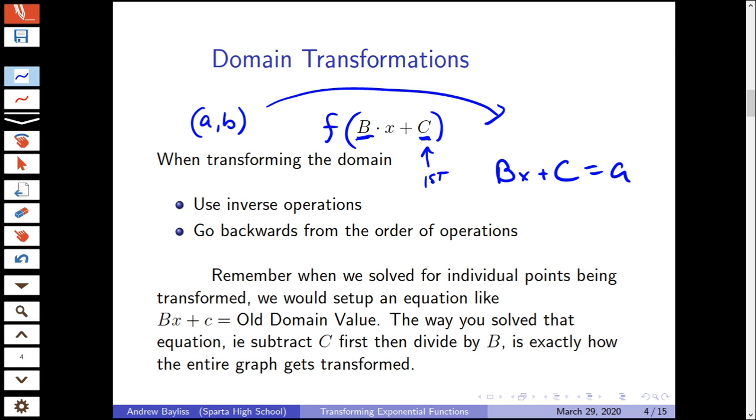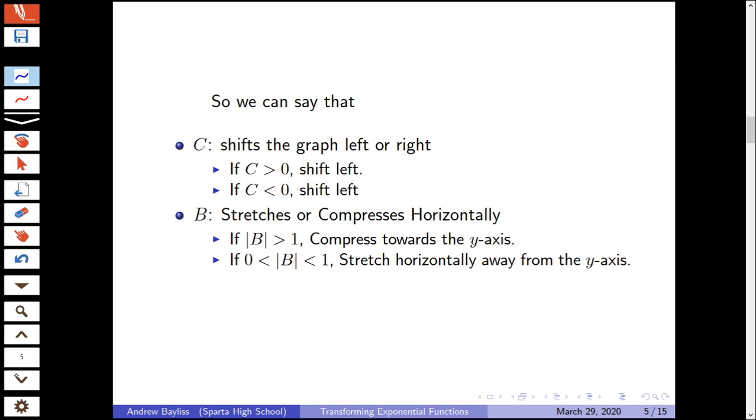Okay? And then, of course, the second transformation that we do here is our horizontal stretch and compress. And so we would say that c is going to shift the graph left and right. C comes first. If c is positive, it goes in the negative direction. It's actually going to shift it to the left if c is positive. And if c is negative, it's going to shift the graph to the right. Okay? B stretches or compresses horizontally. Of course, remember that b divides the x's.